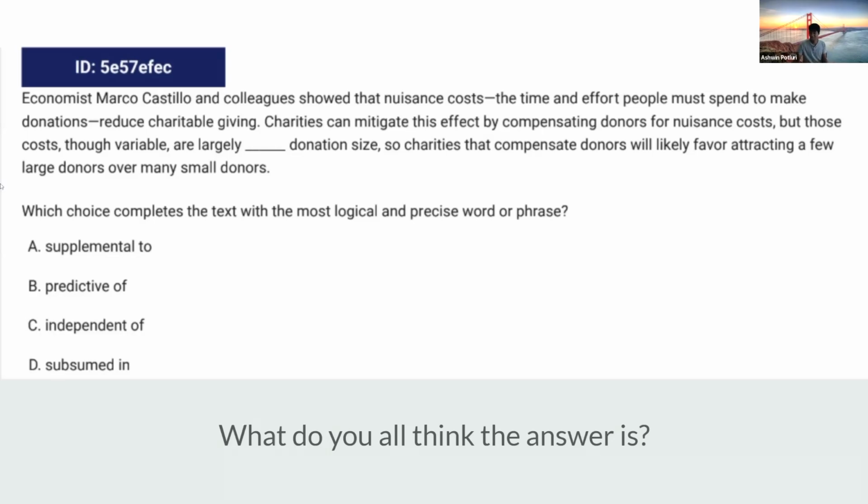The answer choice is C, independent of. But once again, let's just read over the text, be able to translate it, and also look at all the answer choices. So, economist Marco Castillo and colleagues showed that nuisance costs, the time and effort people must spend to make donations, reduce charitable giving. Now, if we look at that, you may notice that there are two hyphens. Those essentially act as two commas, which is a grammatical rule that you can essentially eliminate it. It's not essential for the sentence. And if we were to eliminate it, economist Marco Castillo and colleagues showed that nuisance costs reduce charitable giving.